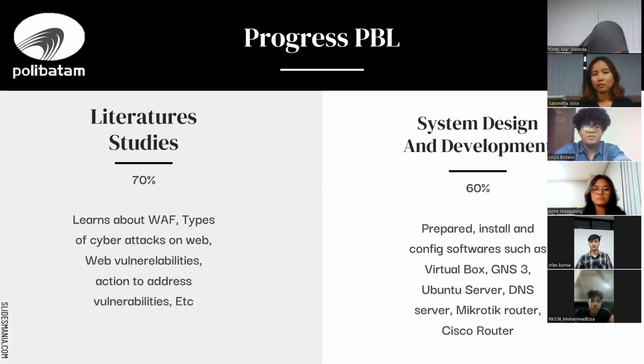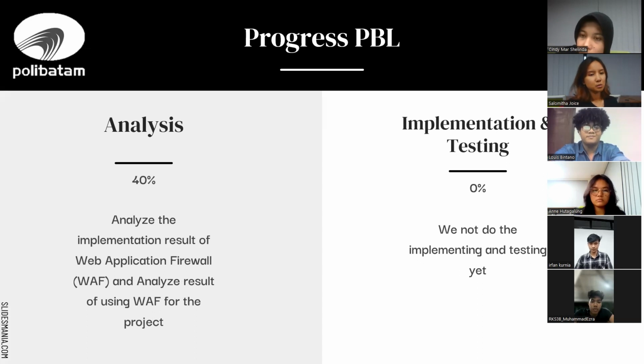Okay, I'm going to describe our progress. The first progress is literature studies. Here, our progress is 70%. We learn about WAF, types of cyber attacks on web vulnerabilities, actions to address vulnerabilities, and so on. The next progress is system design and development. Here, our progress is 60%. We prepare, install, and configure software such as VirtualBox, GNS3, Ubuntu Server, DNS Server, MikroTik router, and Cisco router. The third progress is analysis. Here, our progress is 40%. We analyze the implementation result of the web application firewall and analyze the result of using WAF for the project.